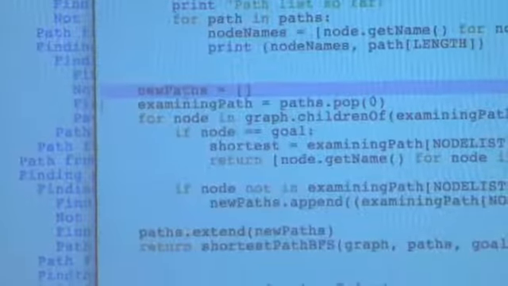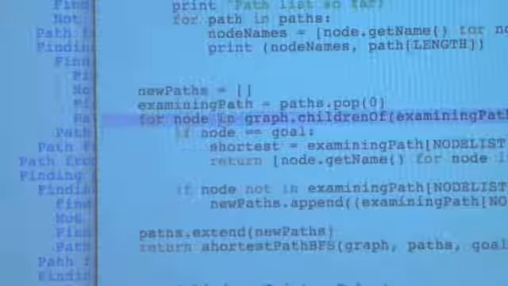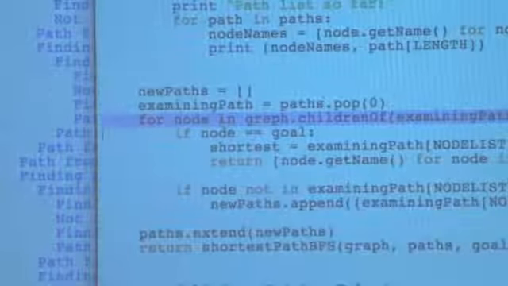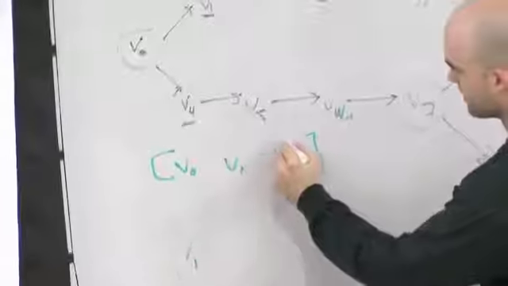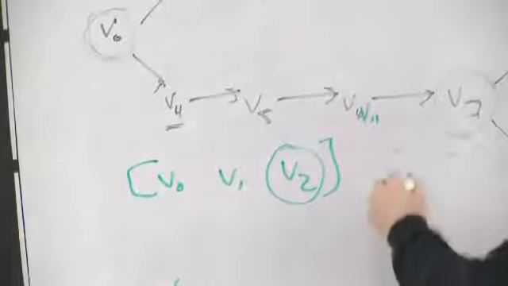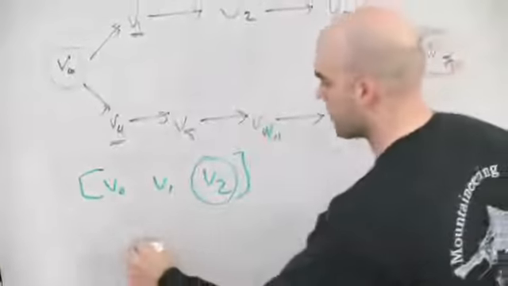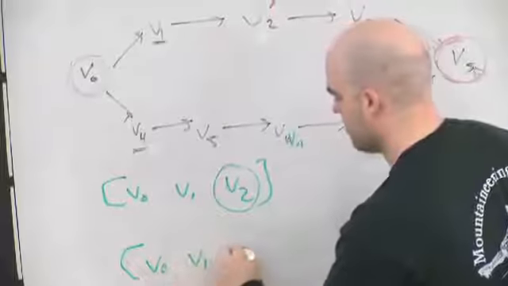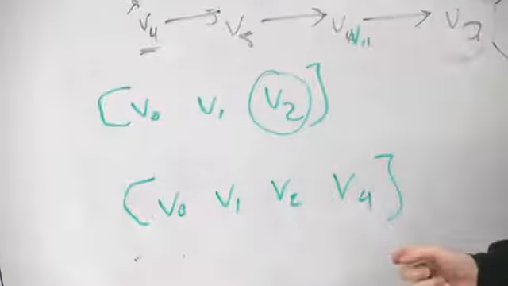So it's saying, this node that I'm looking at. Let's say that this is my partial path. What it's doing is it's looking at this last node in this path, and it's saying, what are all the children of this node? And if none of the children are the goal node, then it's going to create a new set of paths that are composed of this path plus all the children.